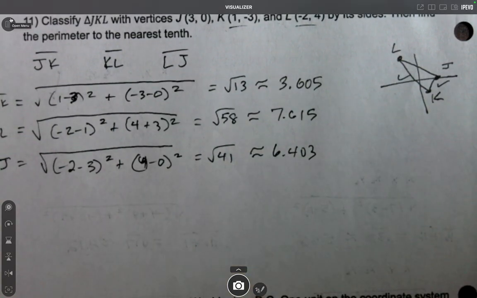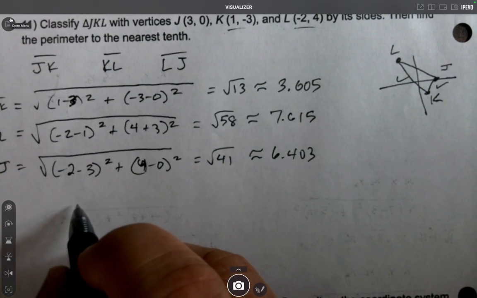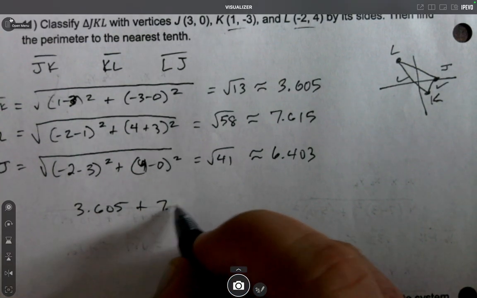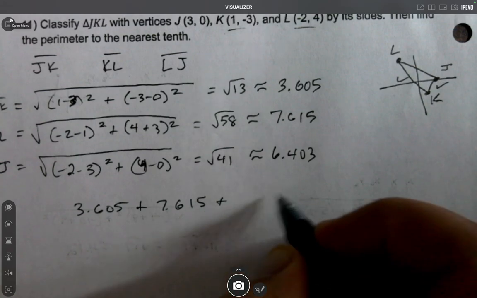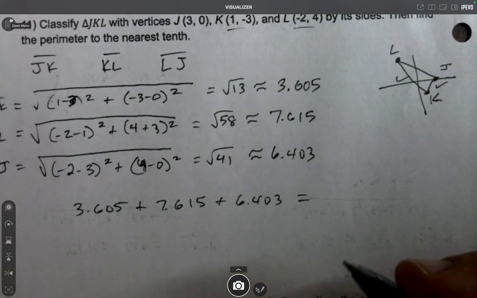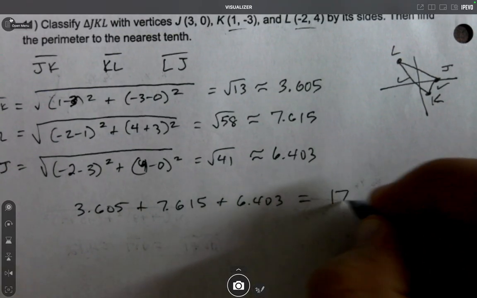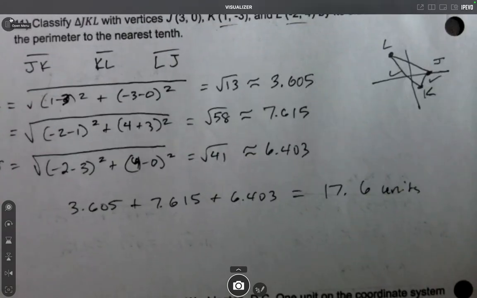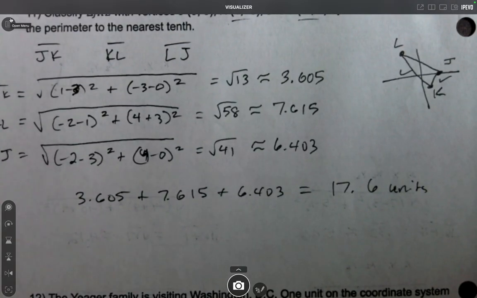So we need to add these three numbers together because the perimeter is the length of all three sides put together. And when you combine them and round to the nearest tenth, you should get 17.6 units. We're just saying units because they didn't tell us inches or meters or miles or anything like that. So just to show we didn't forget there are units, we put units.